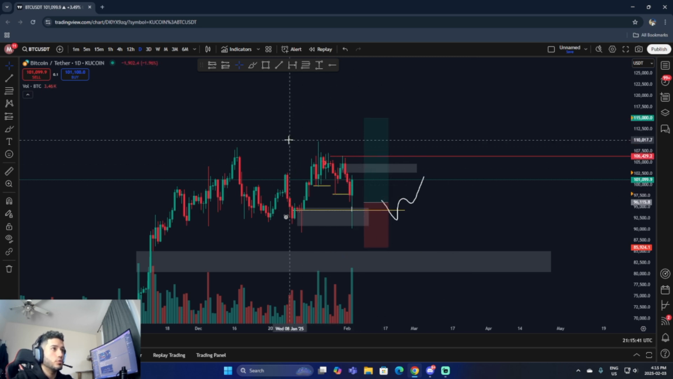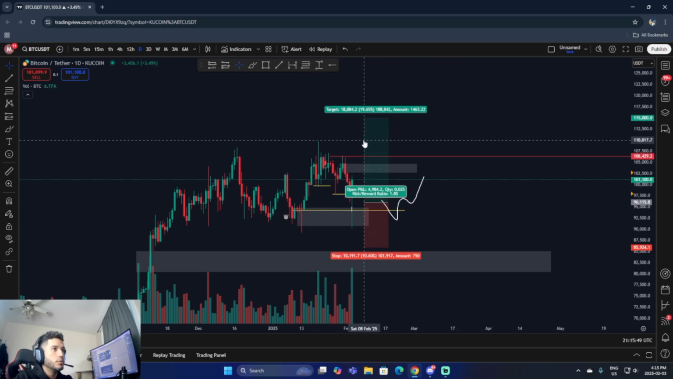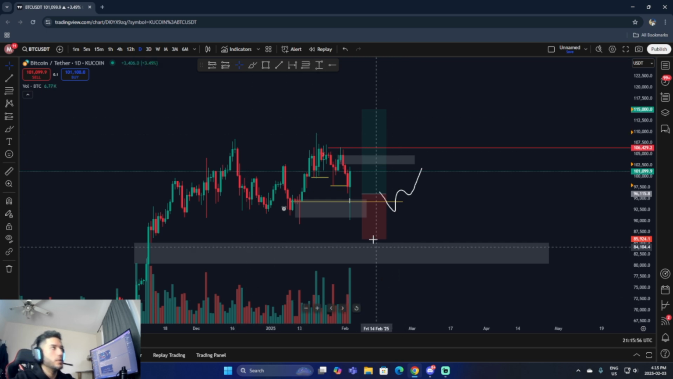This should sweep these highs here. These are almost equal highs right here, this one and this one. Even if we don't make new all-time highs, we should get close to, or at least take this out. So we'll see what happens. But yeah, that's basically how I enter fair value gaps.